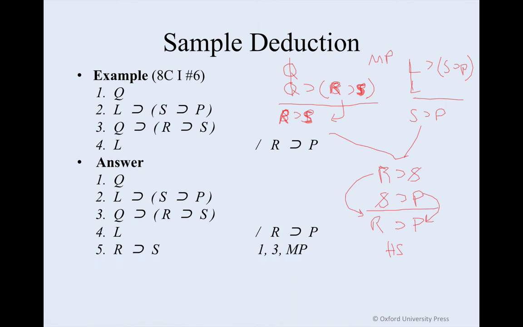So number 5 is derived from 1 and 3. Now, did you have to use 1 and 3 first? No. You could have used 2 and 4 first if you wanted, but oftentimes it's easiest just to start with your first premise and ask what else looks familiar. So what else is consistent with that first premise? So that's why we did 1 and 3 first. Then 2 and 4 yield line 6. And then lastly, hypothetical syllogism by 5 and 6 yields line 7.